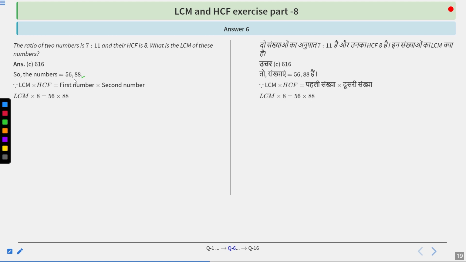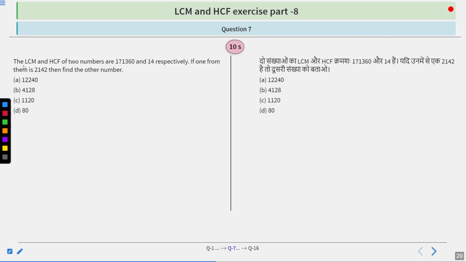So to find the LCM, we can use formula 1.1. According to that formula, LCM into HCF is equal to the first number into the second number. So LCM into HCF, that is 8, is equal to 56 into 88. So LCM is equal to 56 into 88 upon 8, that is 11 into 56, that is 616. So the LCM of these numbers is 616. Option number C was the correct answer.